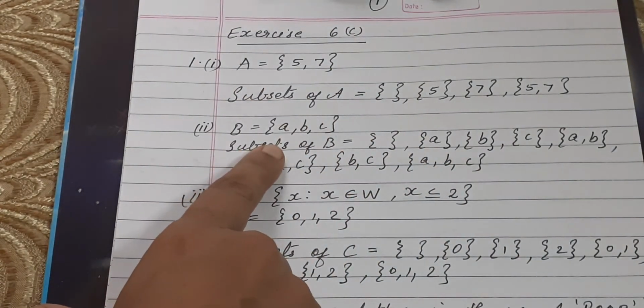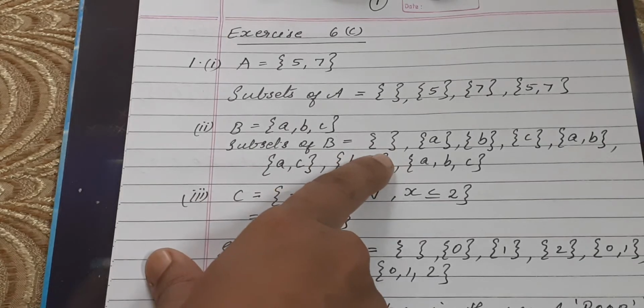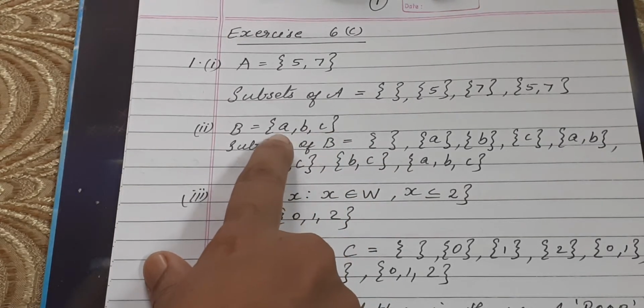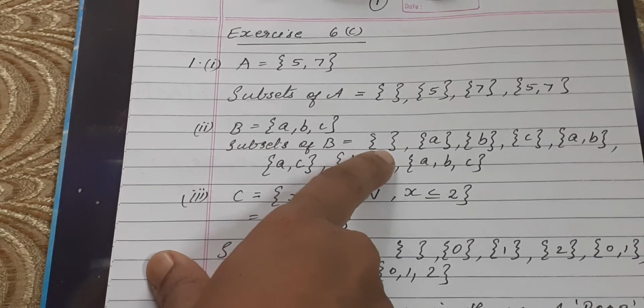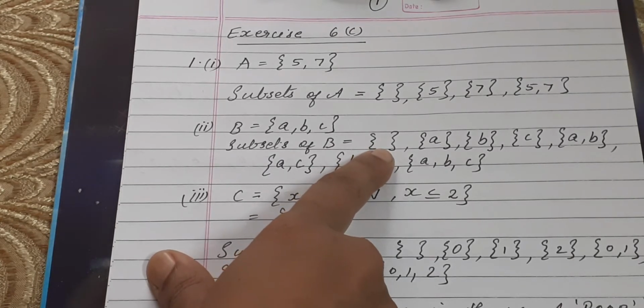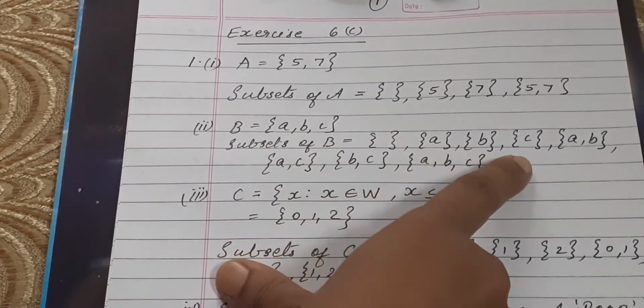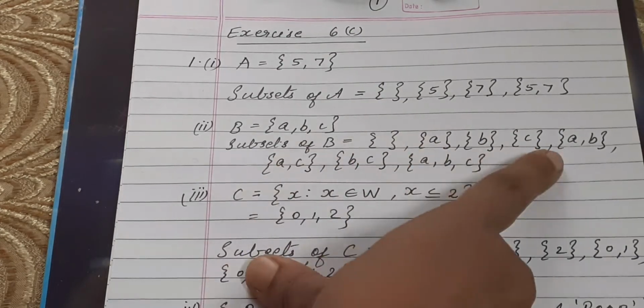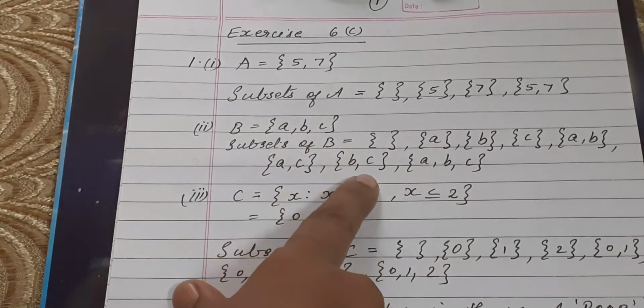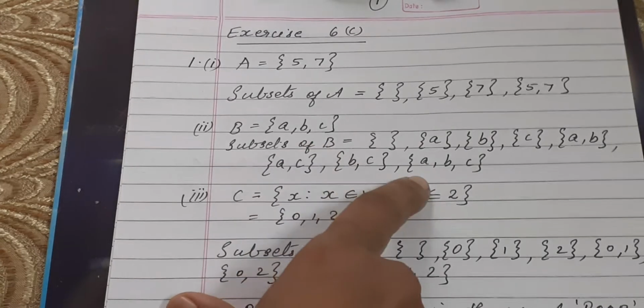Next set {A, B, C}. First we have to write empty set always. For every set empty set is a subset. So if in any question you see write all the subsets, you start with the empty set. Then write the singleton subsets of the given set. So set {A}, set {B} and set {C}. Then with two elements. So {A, B}, {A, C} and {B, C} are the subsets of this one. Then the same set {A, B, C}.